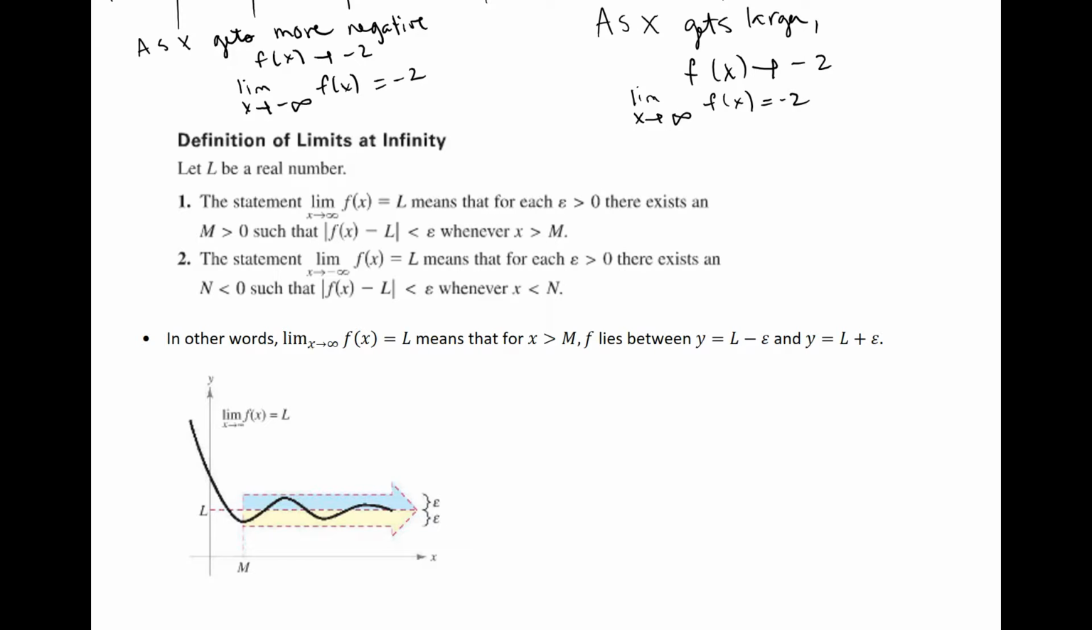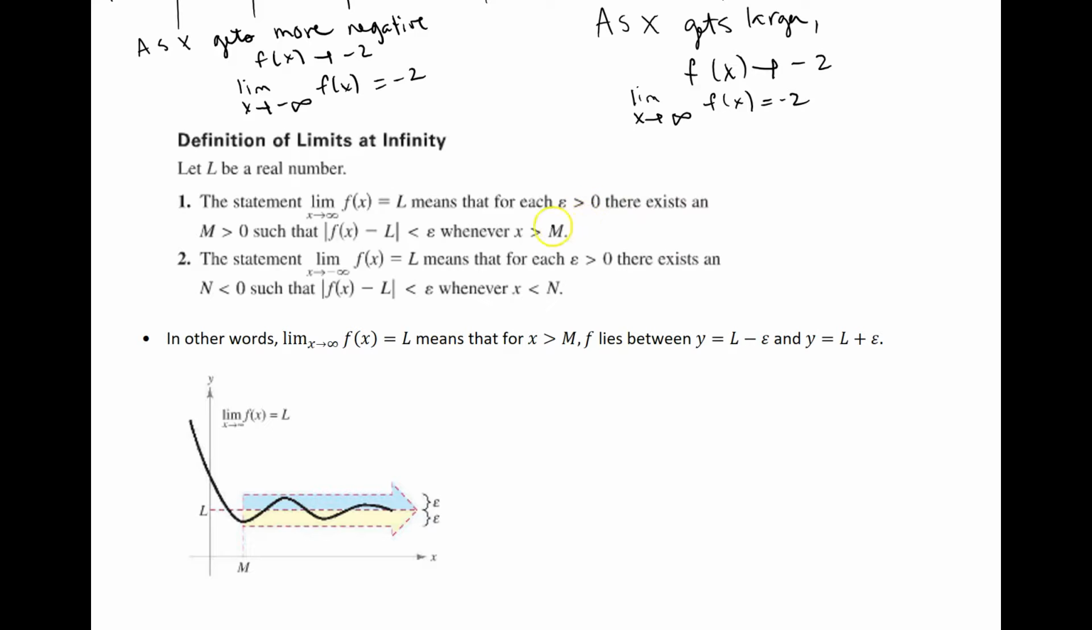We haven't seen limits at infinity yet. That's where x is approaching infinity or negative infinity. So these are the formal definitions of those. If we let L be a real number, the statement the limit as x approaches infinity of f of x equals L means that for each epsilon greater than 0, there exists an m greater than 0 such that the absolute value of f of x minus L is less than epsilon whenever x is greater than m.